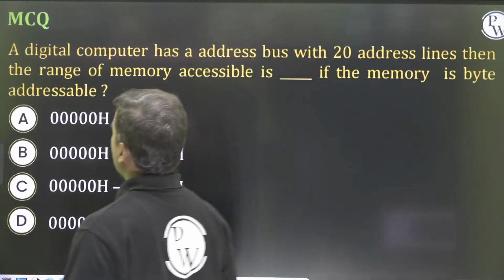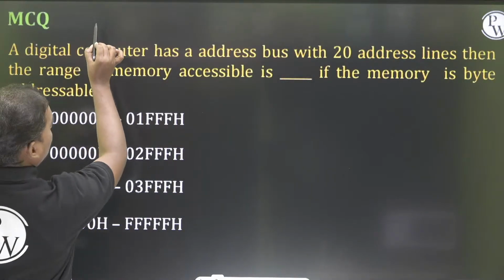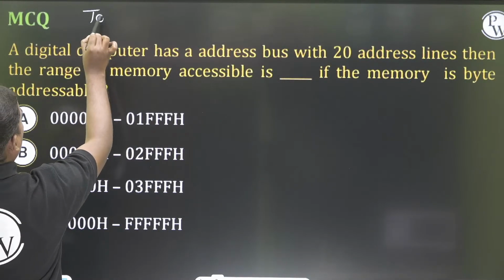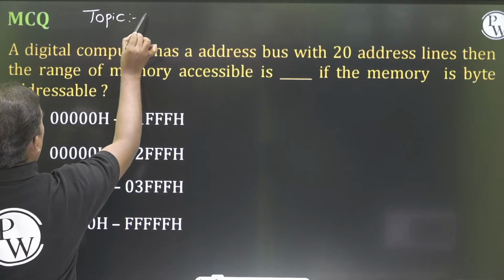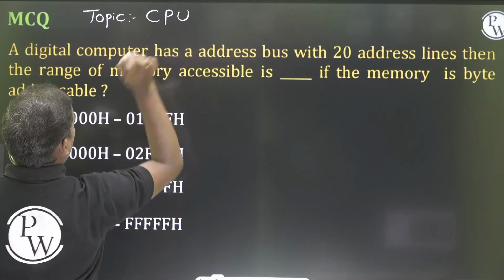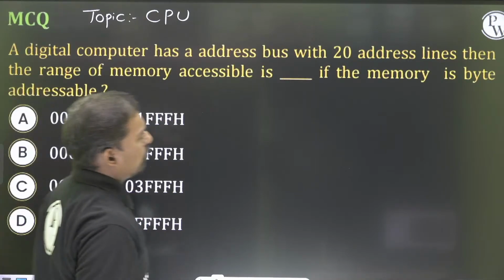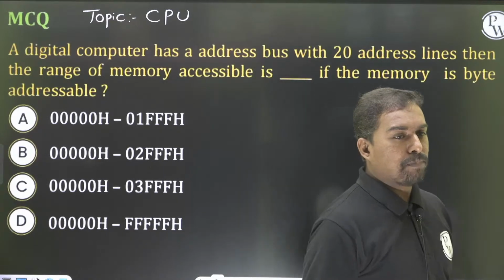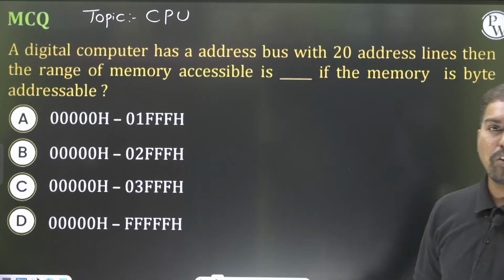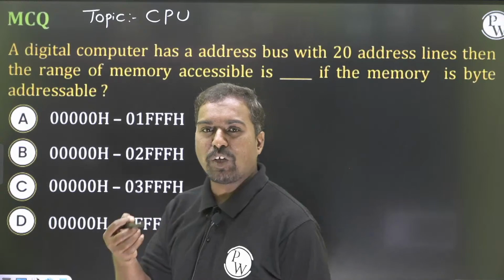Second question. This is related to the address bus. So the topic is related to the CPU or address bus. A digital computer has an address bus with 20 address lines. Then the range of the memory accessible is dash if the memory is byte addressable. So the question is asked on the range of the address.